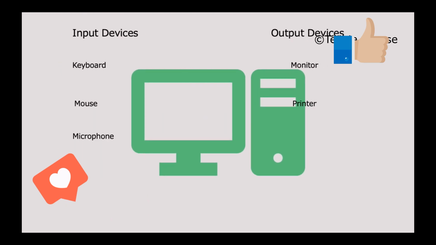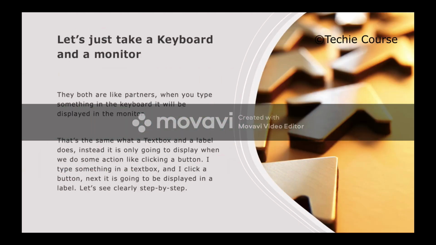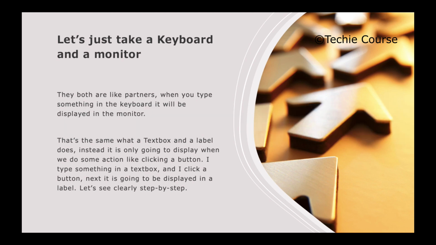Let's take an example of input devices and output devices. Input devices are like keyboards, mouse, microphone, and output devices are like monitor, printer, etc. Let's take just a keyboard and a monitor as an example. They both are like partners. When you type something on the keyboard, it's going to be displayed instantly on the monitor.